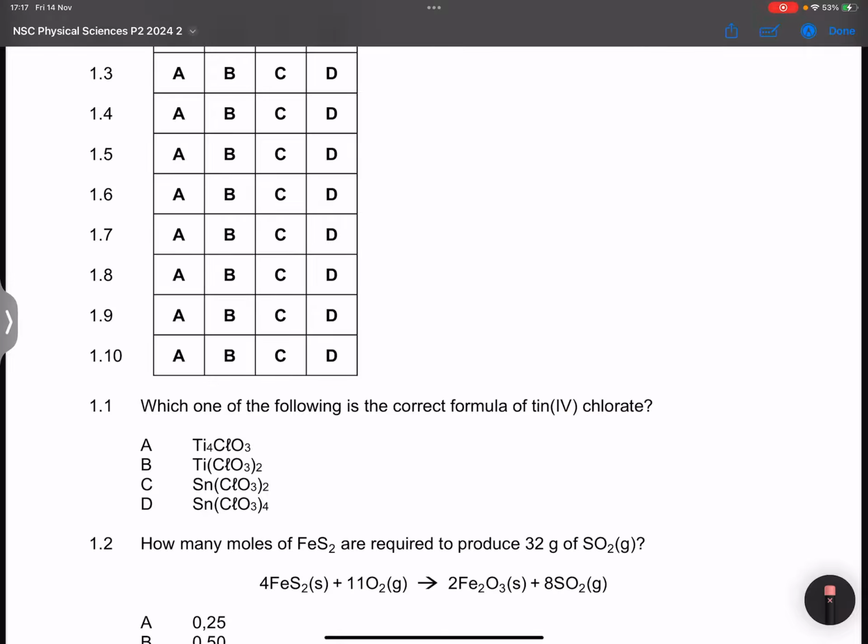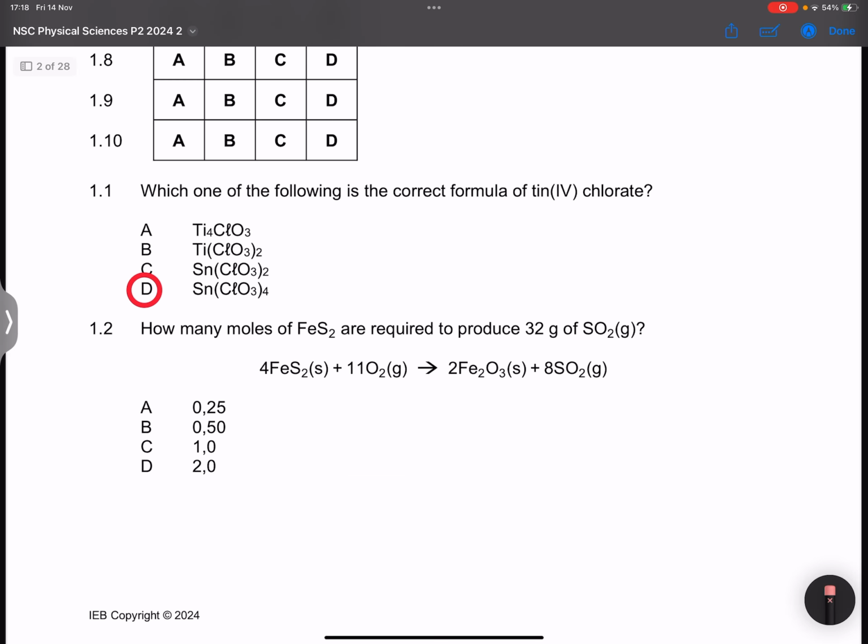Now, remember, some of you might think that tin is actually Ti, but it's actually Sn. And the fact that it has a 4 there simply tells us about its oxidation number. So in that case, tin chlorate would be this one over here. The number at the bottom tells us the number of chlorates that are bonded with tin. So in that case, there's 4 of them, and that's why that is the correct answer.